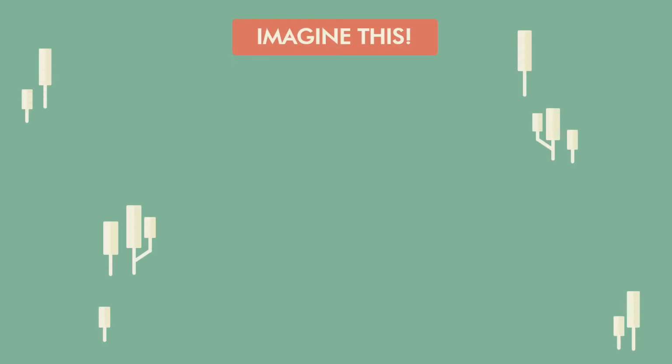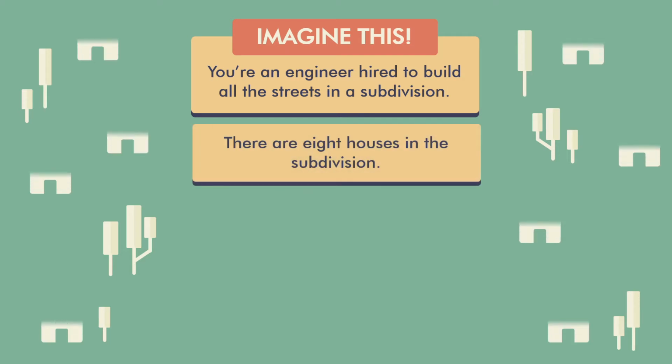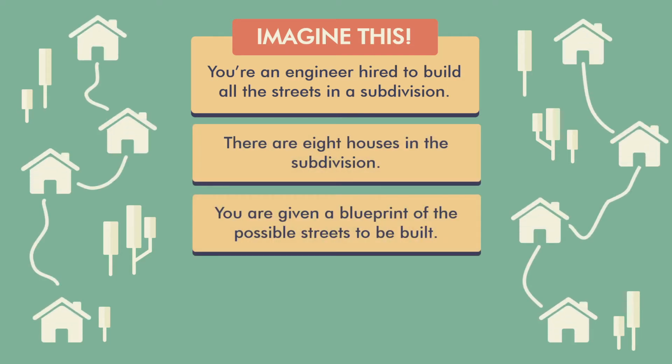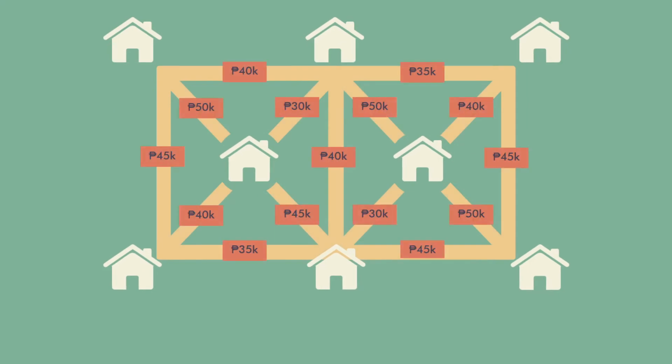Imagine this! You're an engineer hired to build all the streets in a subdivision. There are 8 houses, and you are given a blueprint of all the possible streets that can be built. Moreover, the construction cost of each street is different. Here is your blueprint, along with the respective construction cost of each possible road.